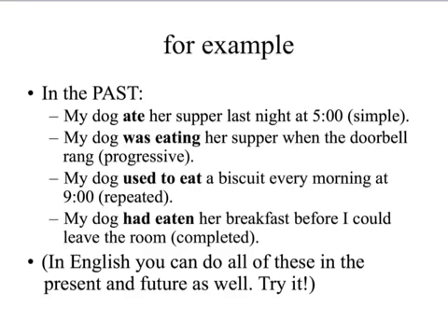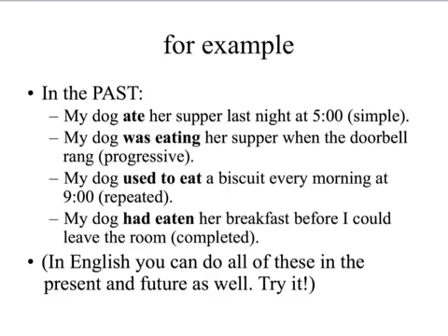So if you had simple action, it would just be the simple past: ate. My dog ate her supper. Progressive: my dog was eating her supper when the doorbell rang. That indicates to you that the action was ongoing. My dog used to eat a biscuit every morning at 9. Used to is what we use in English to indicate repeated action in the past. Or my dog had eaten her breakfast before I could leave the room. Had indicates that the action was completed in the past.